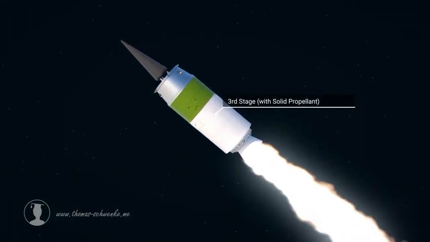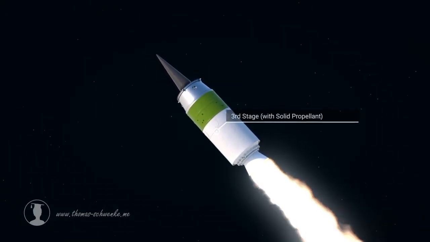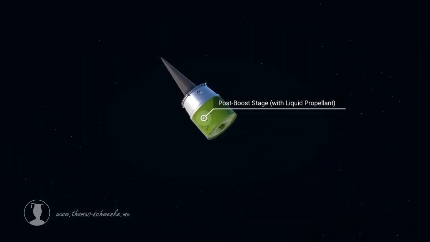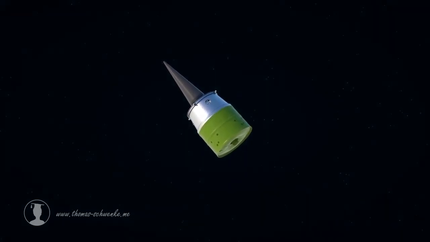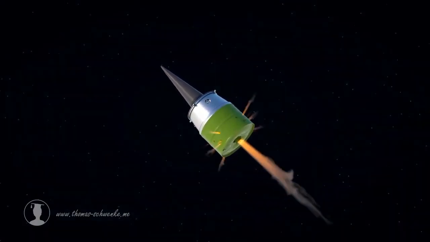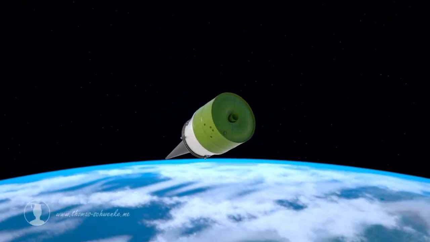The third stage finally increases the speed of the missile to over 16,000 miles per hour. The warhead and fourth stage are now in free flight. The fourth stage can increase the range if required and is used, among other things, to precisely aim at the target.